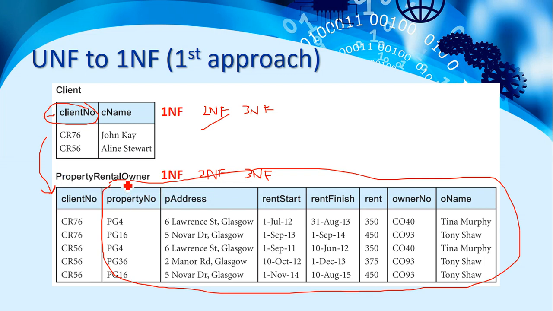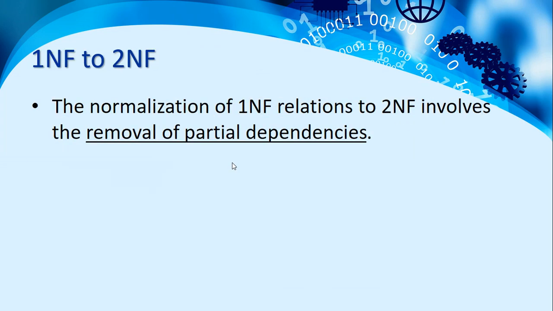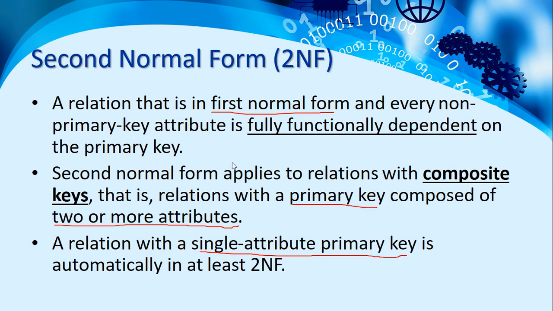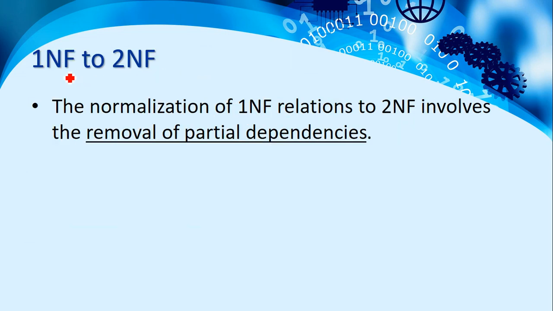If this property rental owner table has a composite key, you have to test if it is already in 2NF. So let's go back to our definition. This is how we're going to know if your table that has a composite key is already in second normal form. So to convert a first normal form to second normal form, you transform it.